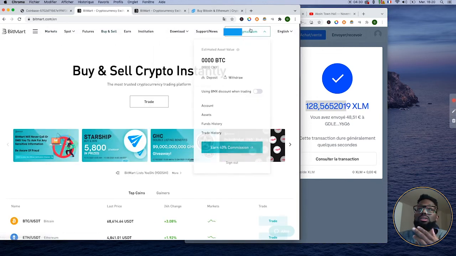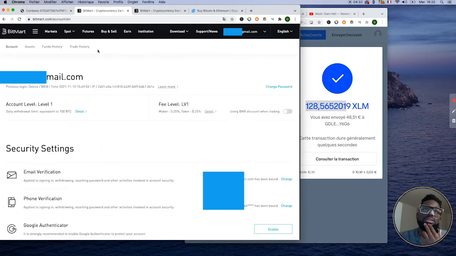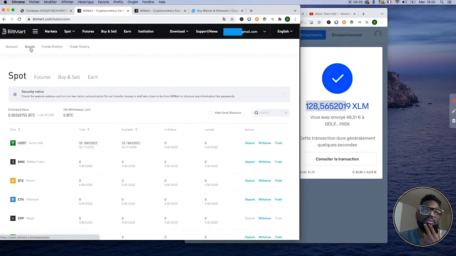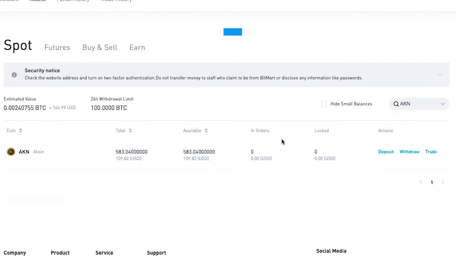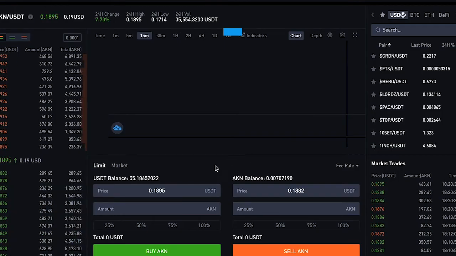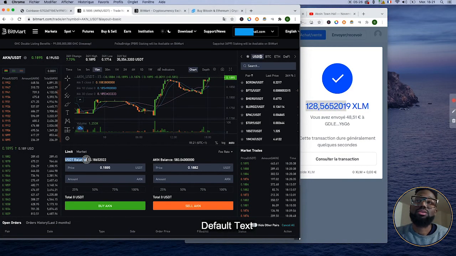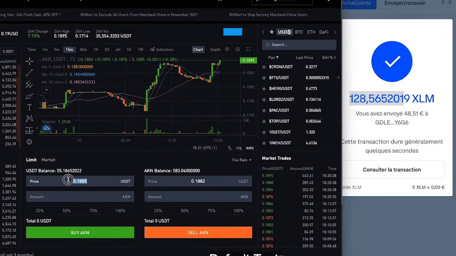So now I'm going to my account, assets, and you can see USDT. I have my 55 USDT, and then I can buy Acorn. So in the search bar, I click on Acorn. Okay, trade Acorn/USDT. Okay, so this is my USDT balance. This is the Acorn price.